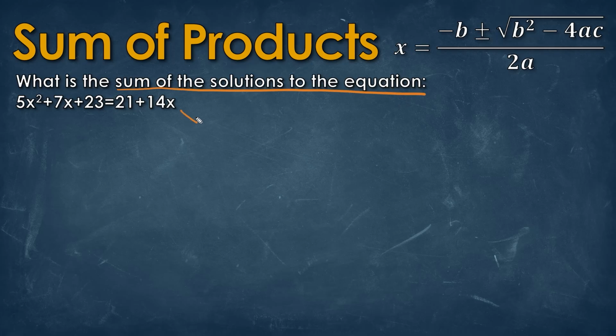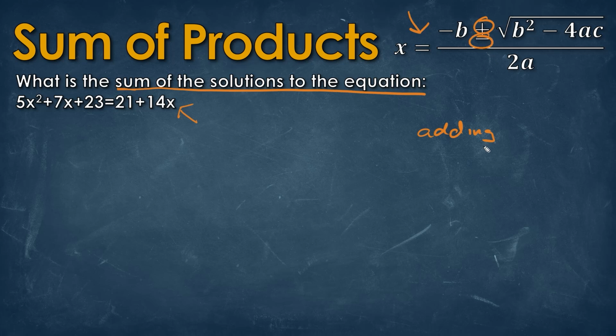Now the next question is asking, what is the sum of solutions to the equation? And we have our quadratic here, however, it's not in standard form. Now we could put this into the quadratic formula. And since it's asking for the sum, it's asking for the addition of the two solutions. So the one with the plus and then one with the minus, and then add those two values together.